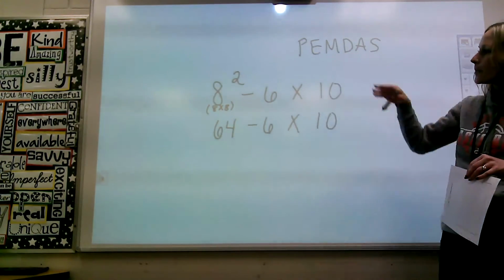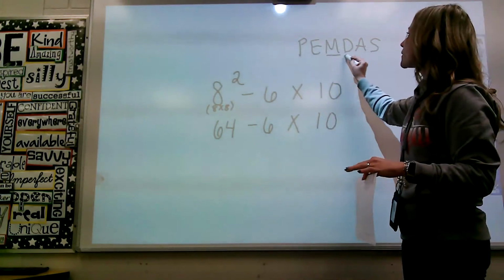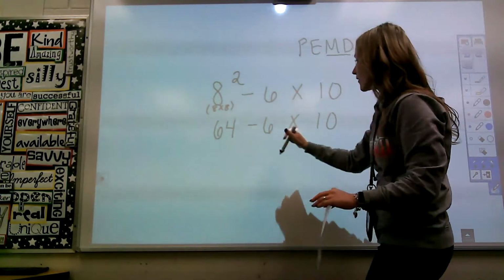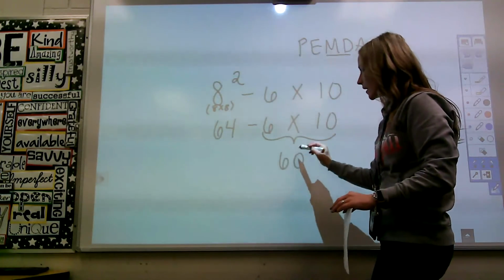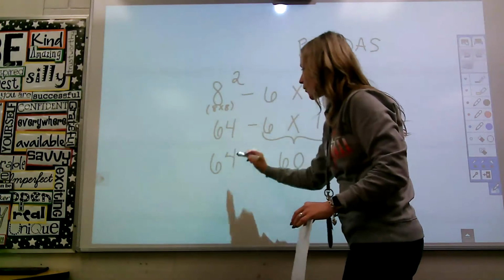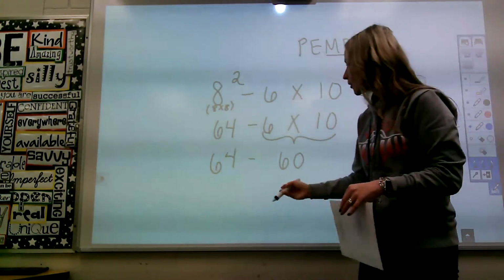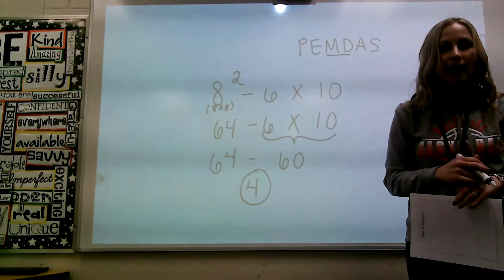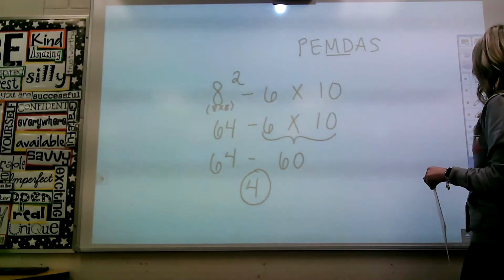Now I come back up to PEMDAS, no more parentheses, no more exponents. Now I have multiplication and division from left to right. So I look here and I have 6 times 10, which is 60. I bring down my subtraction sign. I bring down my 64. Now I only have one problem left. I can just solve it. 64 minus 60 is 4. So that is how you solve a problem with an exponent in it.